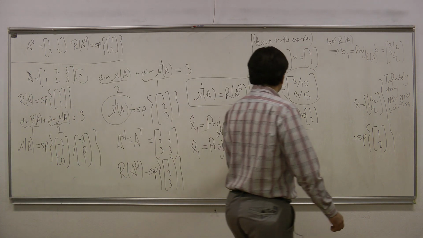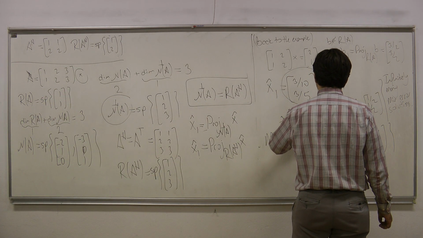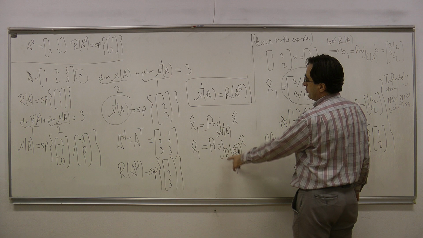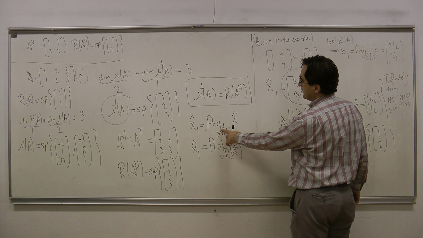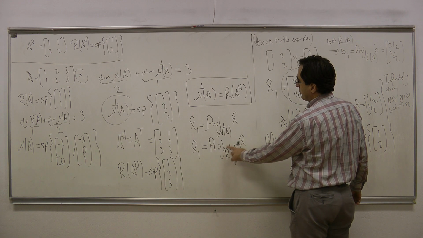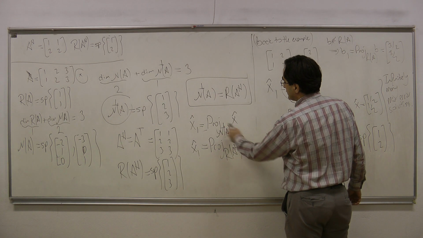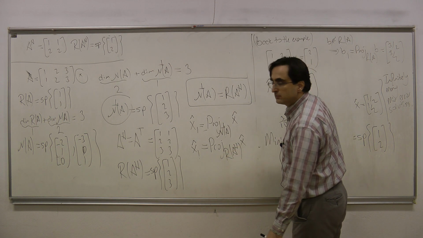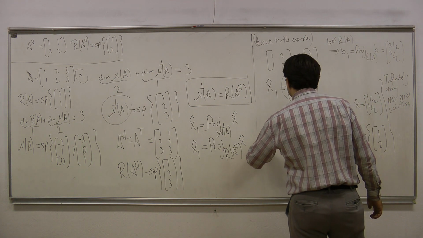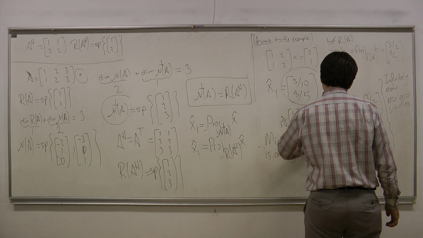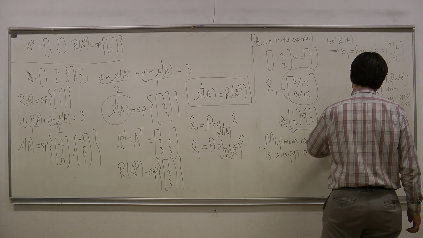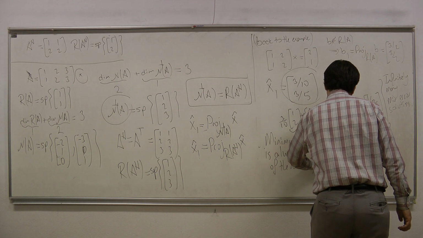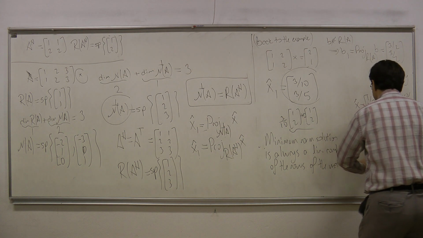Let us write this. The minimum norm solution, because it is a projection onto the range space of A Hermitian, where the null space of A orthogonal complement is equal to the range space of A Hermitian, means that the result of this projection should be in this space. And this space is nothing but the row space of the matrix. The minimum norm solution is always a linear combination of the rows of the matrix A.